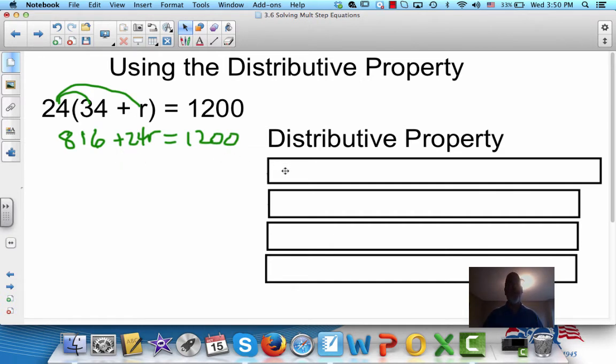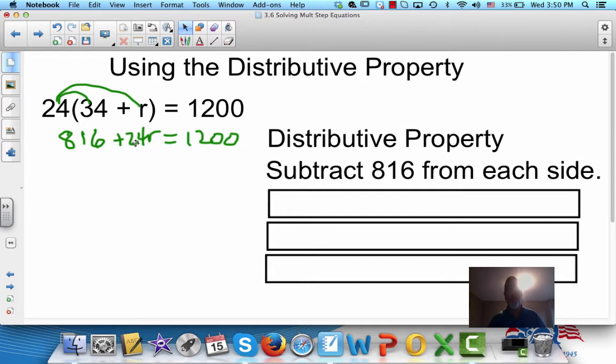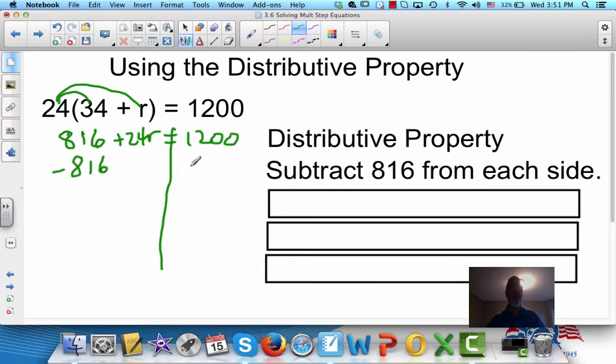What's the first thing we need to do? Right, you need to get rid of that 816 because that's a positive 816 plus 24 times R. So you've got two things. You're adding 816 and you're multiplying 24 times R. And remember, using SADMAP, you're going to do things backwards. So you take care of addition and subtraction first. So we're going to do minus 816 and minus 816.